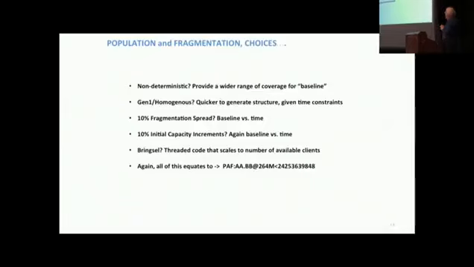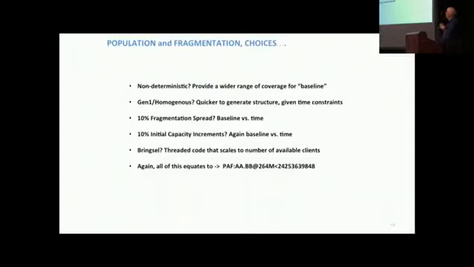It's Gen 1 homogeneous, and by homogeneous, all the files that are in that directory structure that we're creating are all the same size. They're not what you would get in a real production environment. They're all given file size. We do that because it's quicker to generate the structure than to try to do things with a lot of variation. We're using a 10% fragmentation spread, and we're using 10% capacity increments because, again, we're trying to create a very rough baseline versus the amount of time we can actually dedicate in the lab to do this.